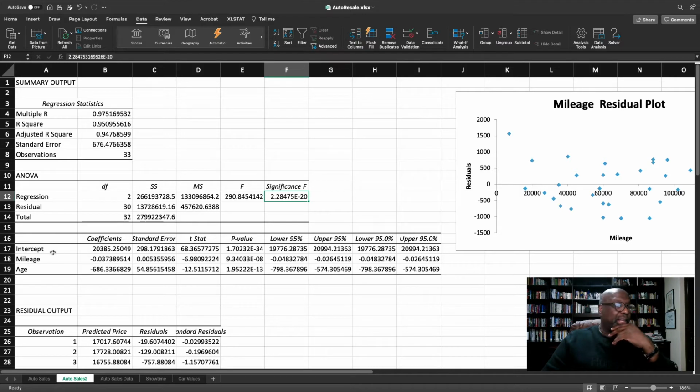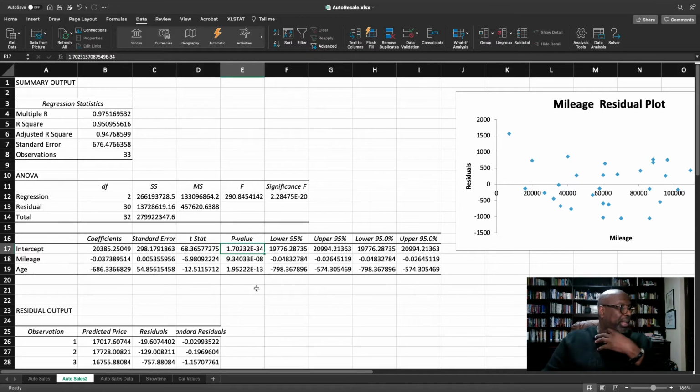In terms of the coefficients, let's look and see what we got. So in terms of the intercept, if we look at the test statistic, it's 68.36. That is extremely high. And look at the p-value, 1.7 by 10 to the negative 34. That means that it is extremely important to have that intercept in your equation. It is significant, strongly significant.